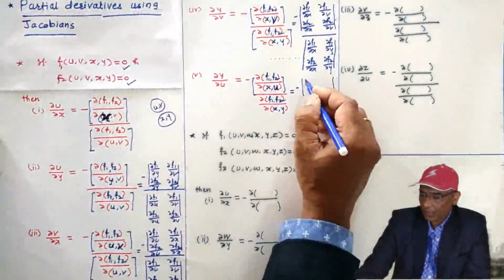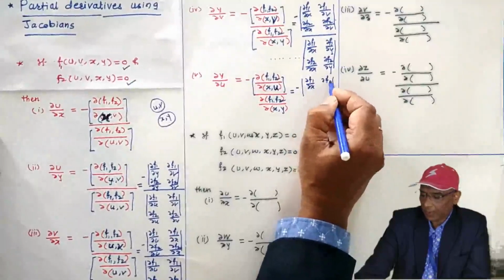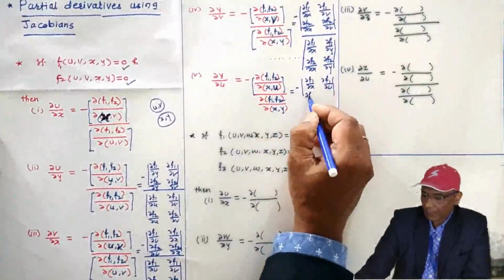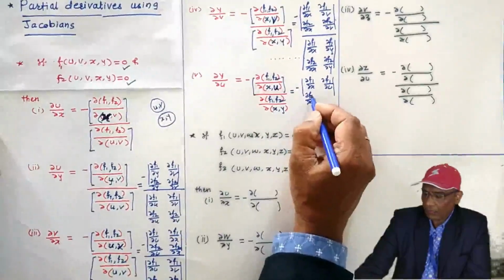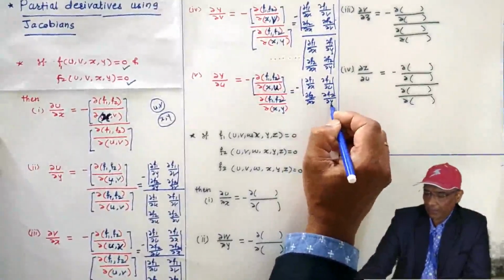Determinant of del f1 by del x, del f1 by del u. Here del f1 by del x. Second row for f2, del f2 by del y.